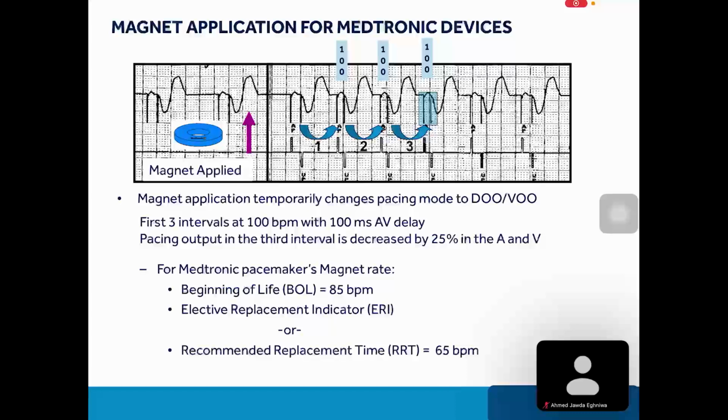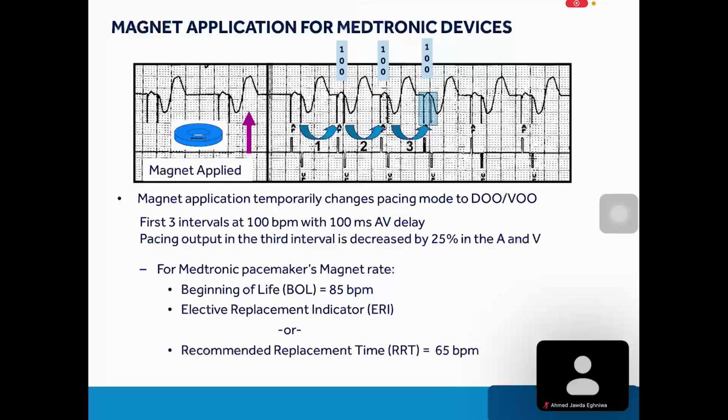When you put the magnet, in the first interval it will pace in high amplitude and then decrease the amplitude. You notice it when you put a Medtronic wand, which is a magnet, on the pacemaker. You will notice that there is atrial pace, ventricular pace, even if the patient has an intrinsic rhythm.